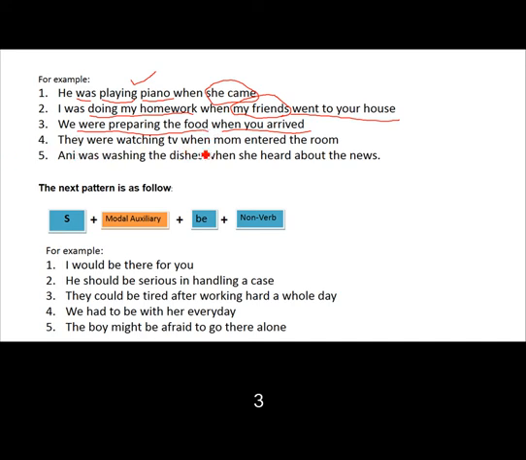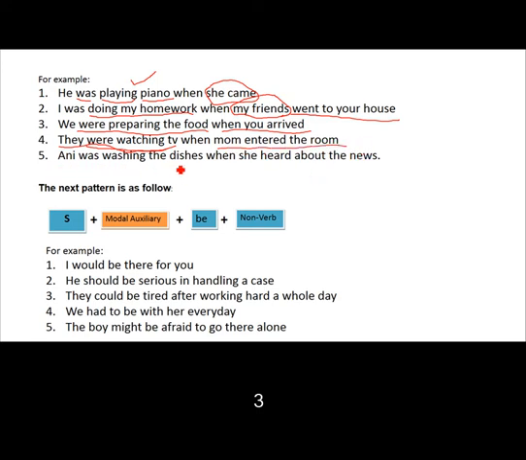They were watching TV when mom entered the room. They, probably the children, were sitting in the living room and they were watching TV. When they were watching TV, mom entered the room. So the activity in progress in this one happens when another activity happens at the same time.